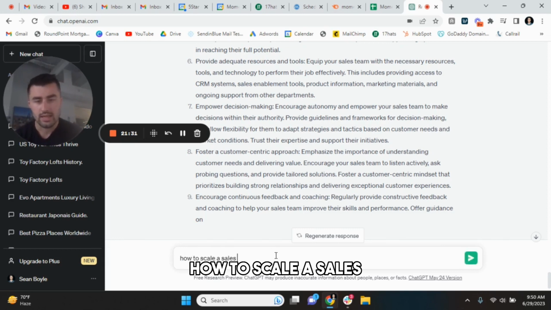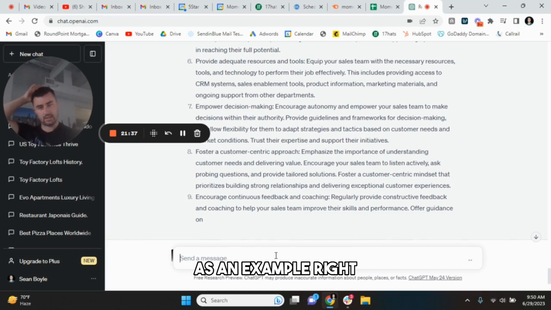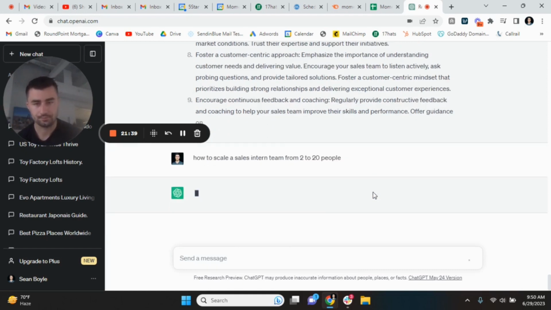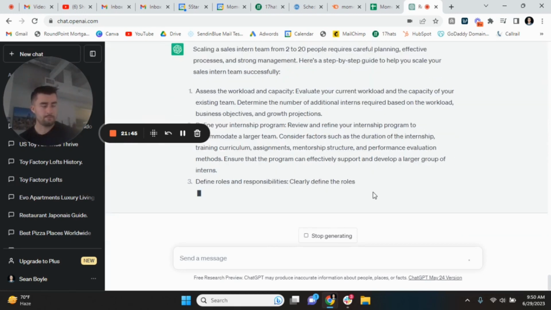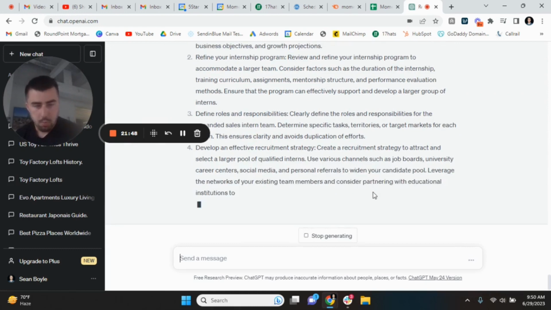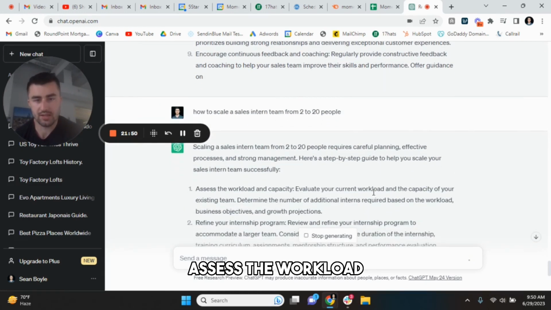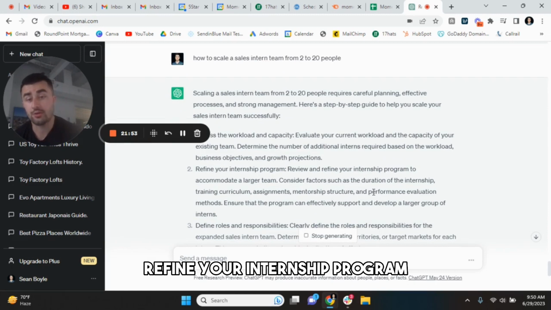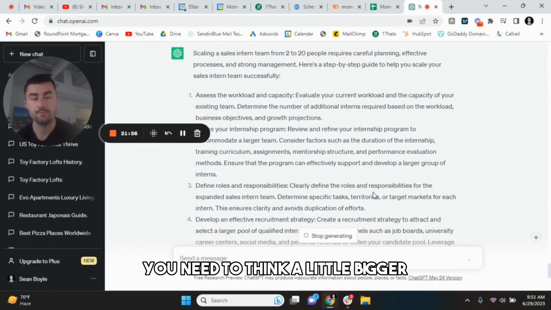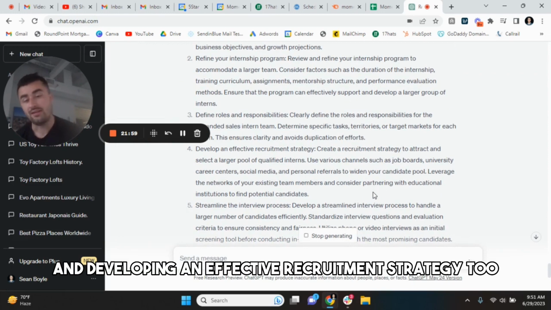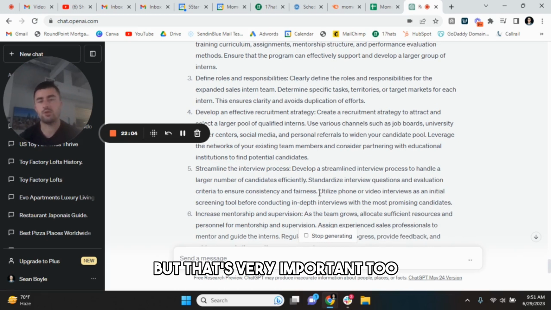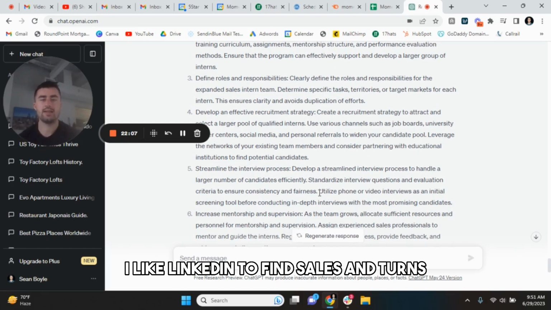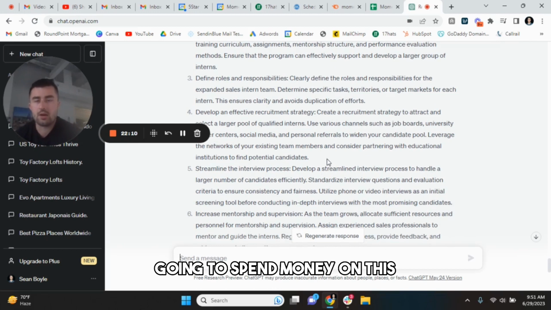How to scale a sales intern team from 2 to 20 people. Let's just use that as an example, right? So as you can see here, assess the workload, refine your internship program. A lot of people think small, you need to think a little bigger, define the roles, and developing an effective recruitment strategy too, which I didn't necessarily talk about that, but that's very important too. I like Indeed, I like LinkedIn to find sales interns. It's free posting, you don't need to spend money on this.